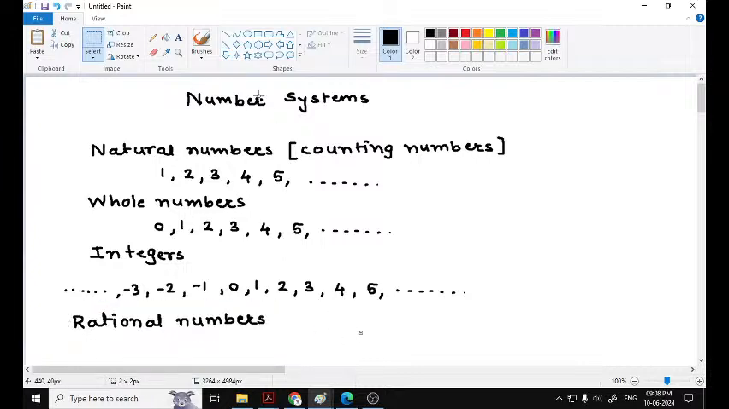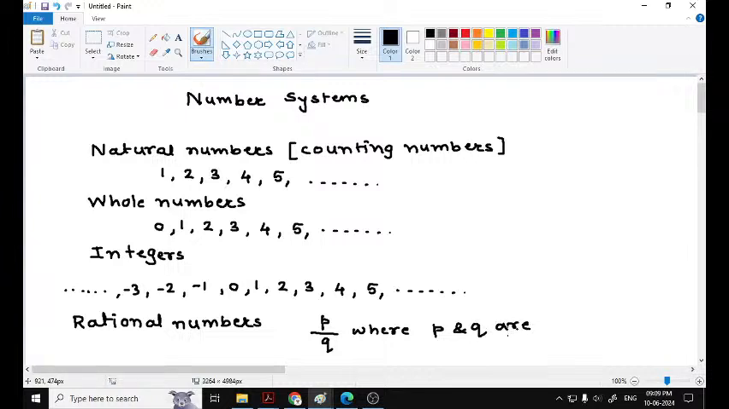Now if part of an object we have to show, then that can be done with the help of rational numbers. Numbers which can be written in the form of p upon q, where p and q are integers and q is other than 0. Such numbers are called as rational numbers.